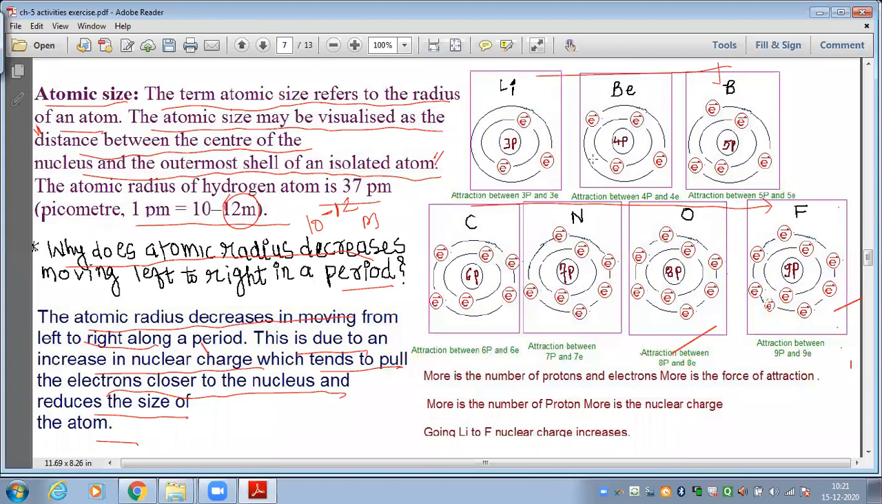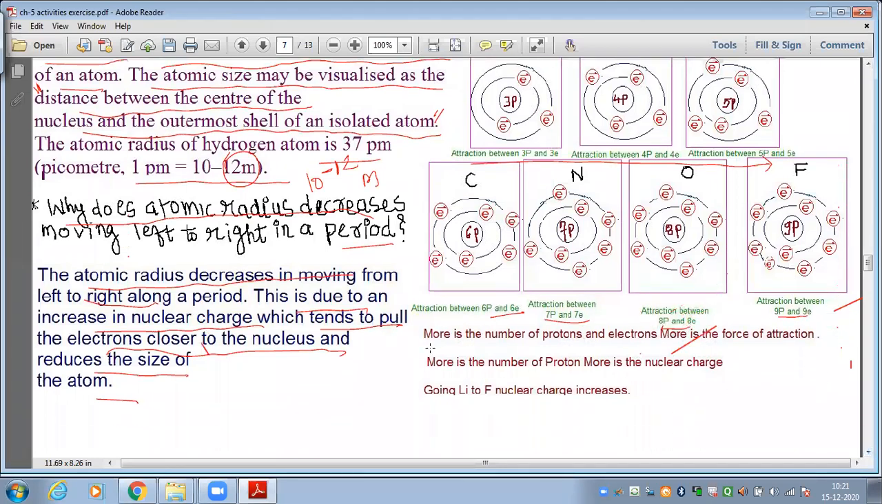When you look at the picture of these atoms, lithium has 3 protons, 3 electrons, beryllium 4 protons, 4 electrons, boron 5 protons, 5 electrons, carbon 6 protons, 6 electrons, nitrogen 7 protons, 7 electrons, oxygen 8 protons, 8 electrons, fluorine 9 protons, 9 electrons. Now when you move from lithium to beryllium, there is an attraction between 3 protons and 3 electrons, 4 protons and 4 electrons, 5 protons and 5 electrons, 6 protons and 6 electrons, 7 protons and 7 electrons, 8 protons and 8 electrons, 9 protons and 9 electrons.